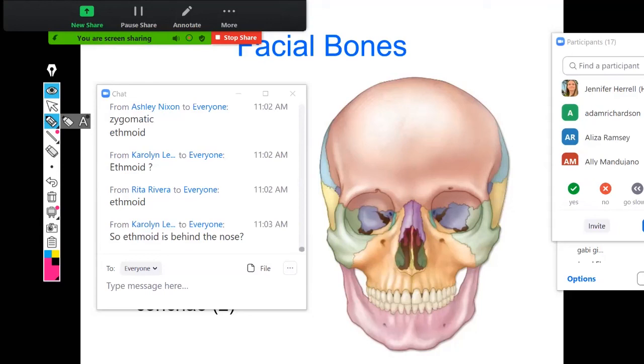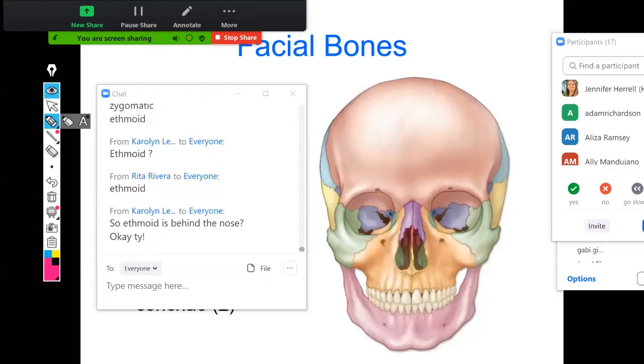Oh, question. Ethmoid's behind the nose. Yeah, the one on the front here is the nasal. And then if you look into the nose, that's where you can see pieces of the ethmoid back there. It's a big, weird bone with flaps. You got it.